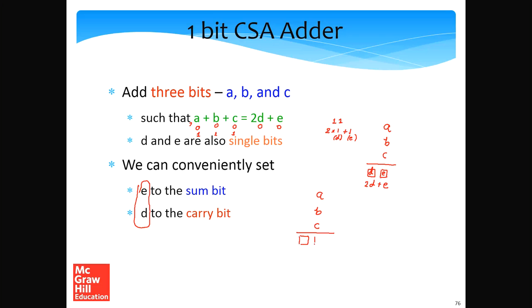So the final result will fit in 2 bits. Let me call the sum bit E, and the carry bit, which is the more significant bit, D. As we can see, the final result can be expressed as 2D plus E, which is exactly what we want to do. So we basically have A plus B plus C is equal to 2D plus E.